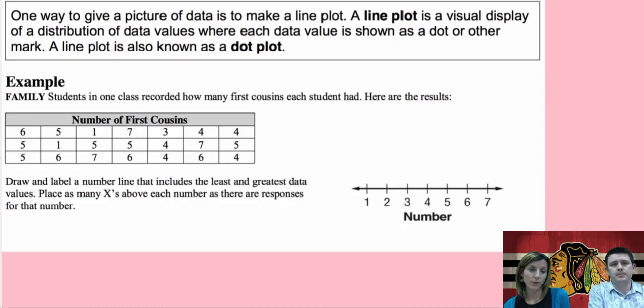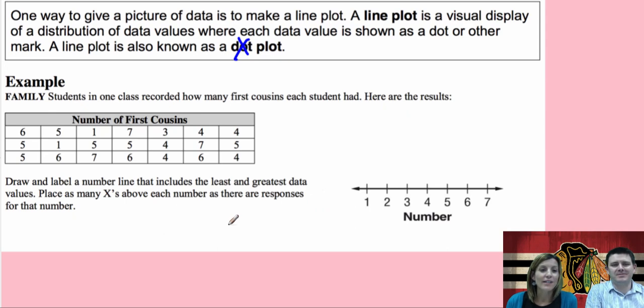All right, one way to give a picture of data is to make a line plot. A line plot is not a line graph. They're completely different. A line plot is a visual display of a distribution of data values where each data value is shown as a dot or a mark. A line plot is also known as a dot plot. We're not using dots. We're going to use X's just because it's clear for everyone to see.